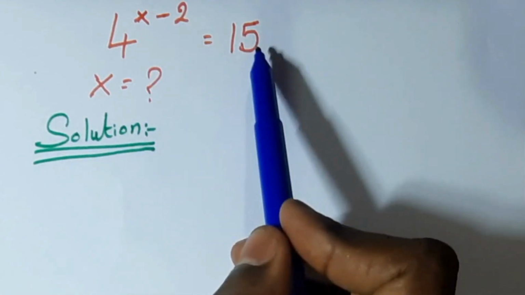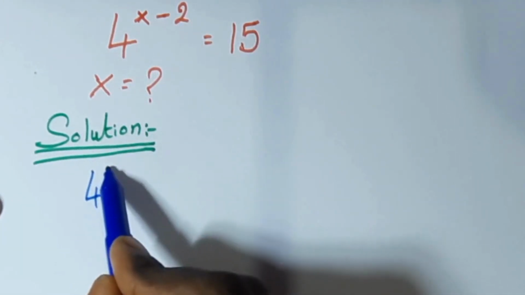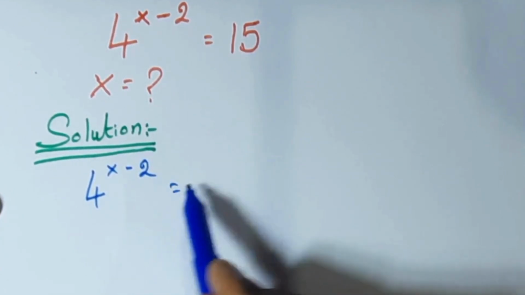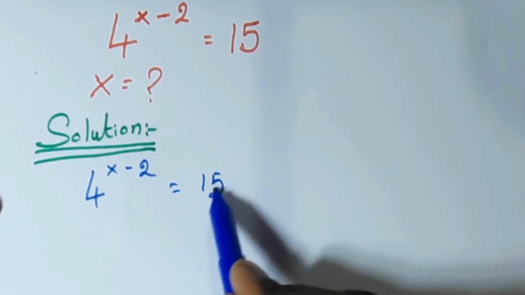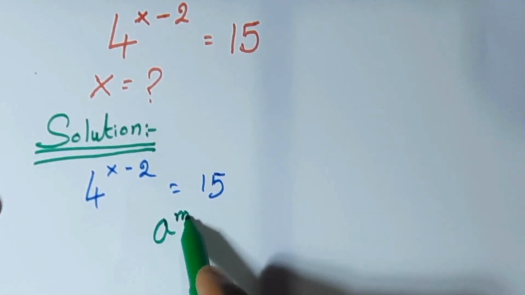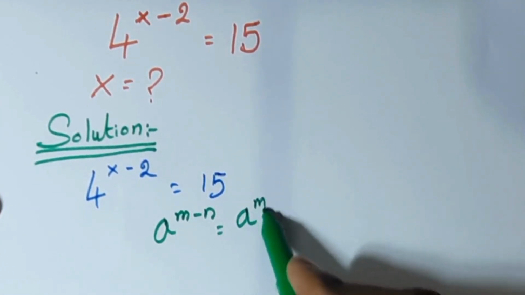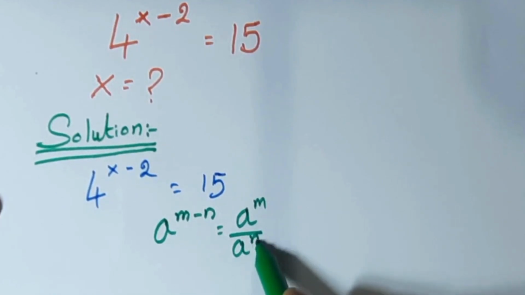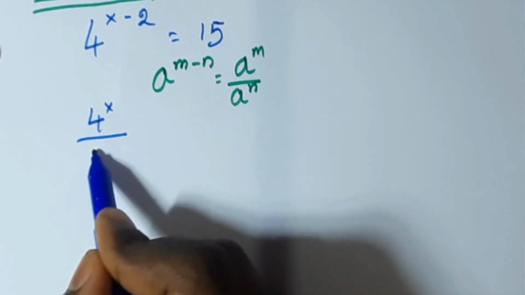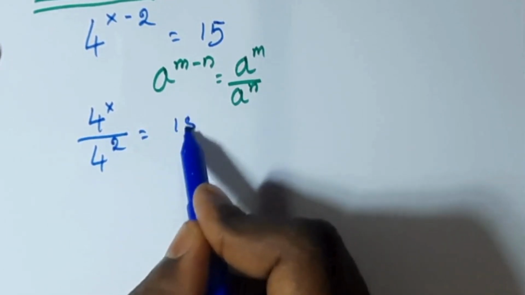Today we are going to solve this equation to find the x value. The solution. The equation is 4 to the power of x minus 2 equal to 15. This is the equation. We are going to apply this formula: a power m minus n equal to a power m by a power n. Here, 4 power x by 4 power 2 equal to 15.